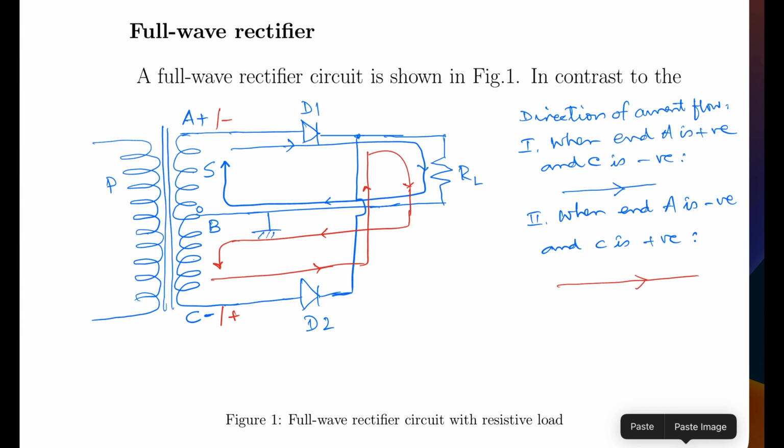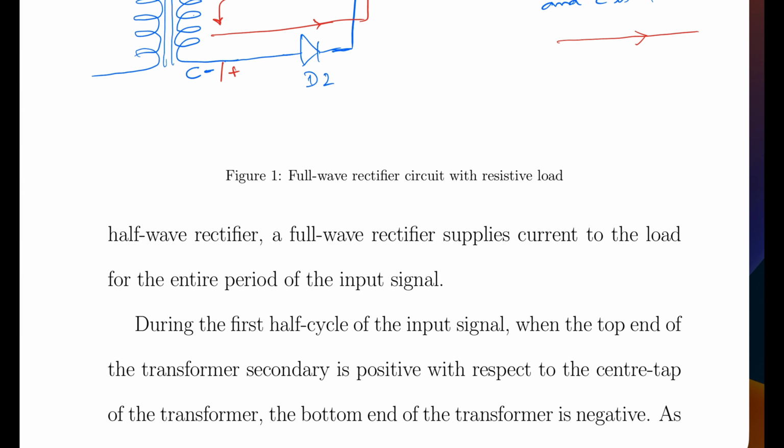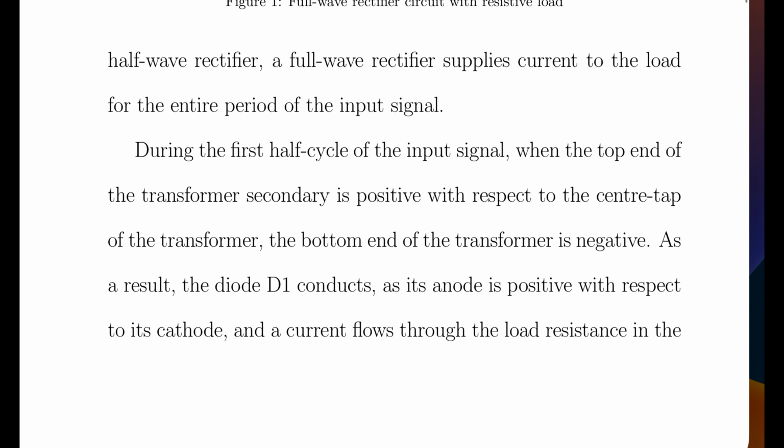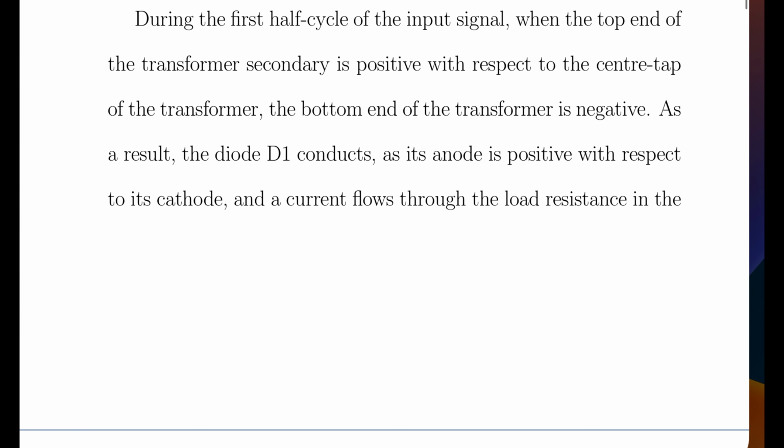In one half cycle, diode D1 conducts while diode D2 remains cut off, and in the other half cycle, diode D2 conducts and the diode D1 remains cut off. Clear? So this is what I have written here in detail.